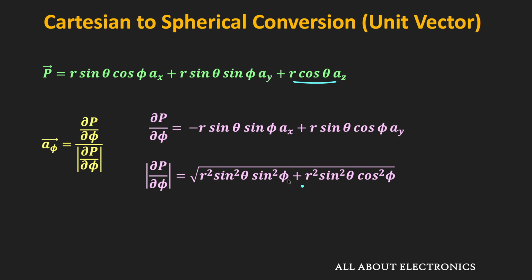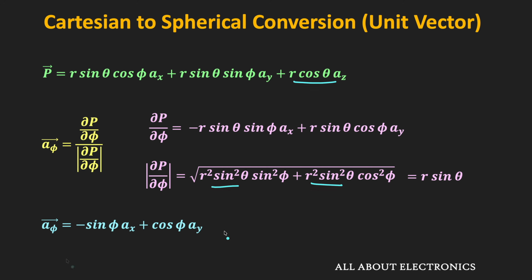So once again, in the first two terms, this r square sin square theta is common. So if we take it outside, then in the bracket we will have sin square phi plus cos square phi. And once again, that will be equal to 1. That means now we will have the square root of r square sin square theta, and that is equal to r sin theta. So we can say that here this unit vector A phi is equal to del P divided by del phi divided by r sin theta, and that is equal to minus sin phi times ax plus cos phi times ay.